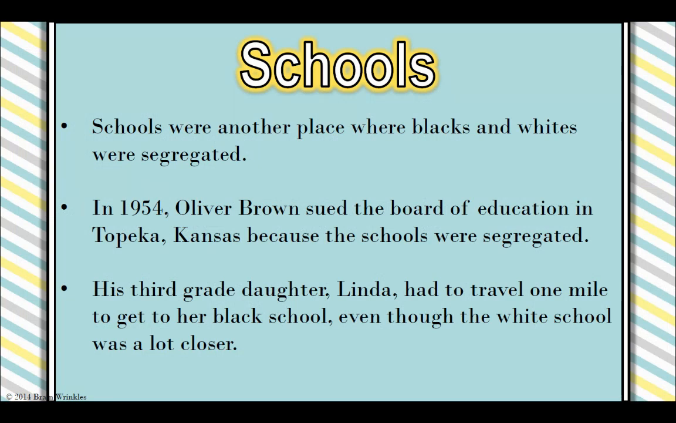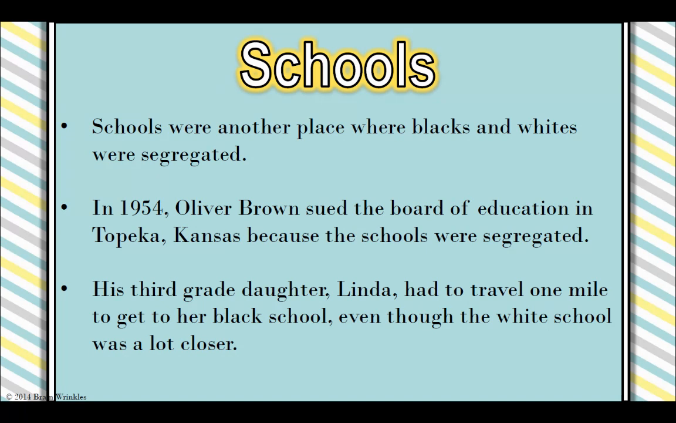Schools, especially, are a huge thing. Schools were another place where blacks and whites were segregated. In 1954, Oliver Brown sued the Board of Education in Topeka, Kansas, because the schools were segregated. This, you guys, is one of the most famous, and I'm not even kidding, one of the most famous Supreme Court cases in United States history. Brown versus Board of Education is a huge, huge deal.